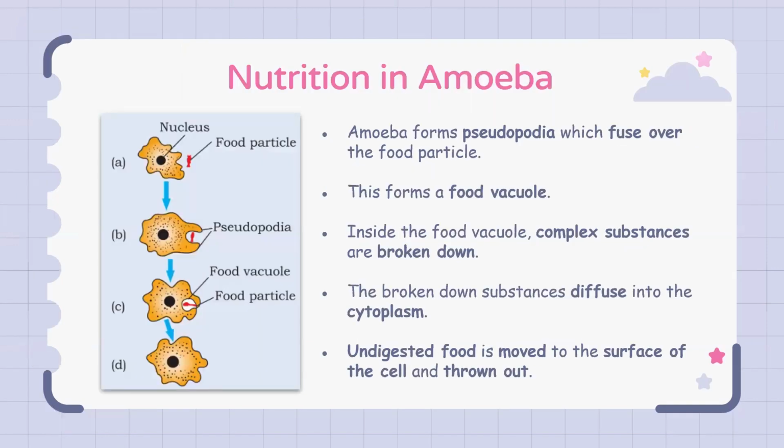Nutrition in amoeba. All the life processes in amoeba are carried out by its single cell. To take in a food particle, amoeba forms false feet known as pseudopodia, which fuse over the particle. This forms a food vacuole. Inside the food vacuole, complex substances are broken down. These broken down substances diffuse into the cytoplasm of the cell. Undigested food is moved to the surface of the cell and thrown out.